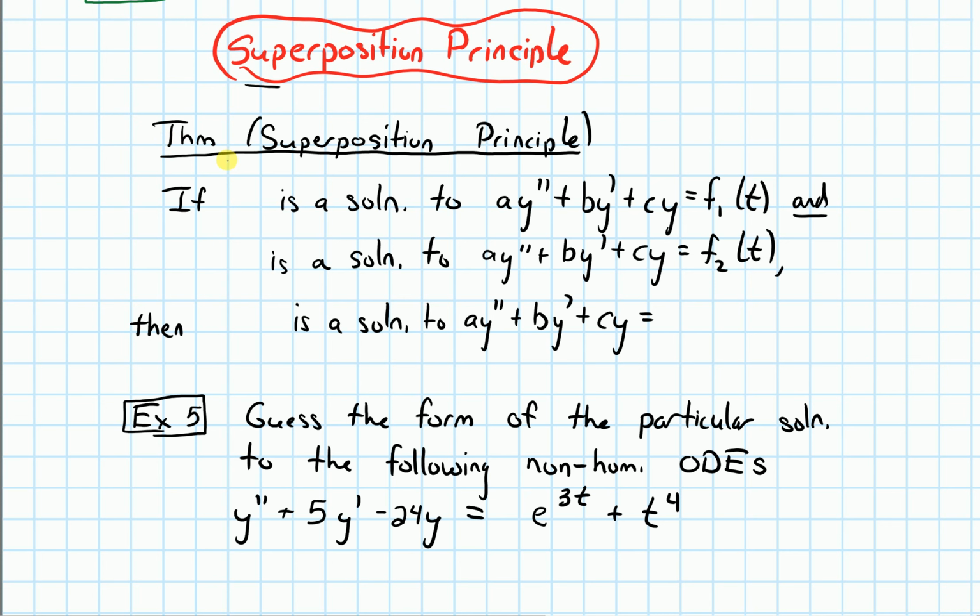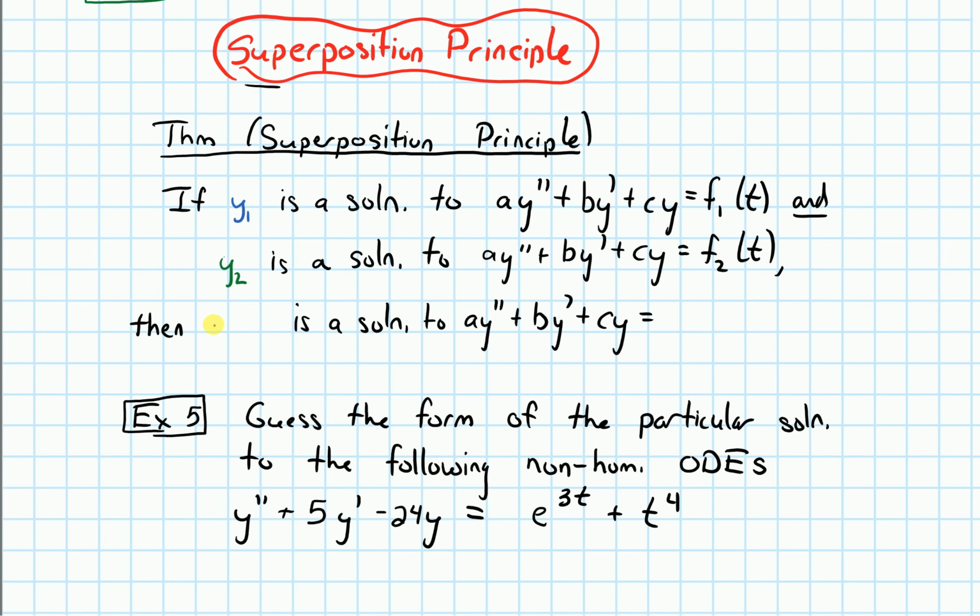So if the function y1 is a solution to this differential equation, ay double prime plus by prime plus cy equals some function f1 of t, and y2, so y2 might be some other function, is a solution to a differential equation that looks really similar, so I've got the exact same thing on the left-hand side, but the function on the right-hand side might be different. So I'm calling this f2 of t.